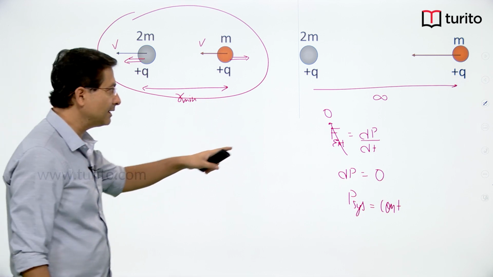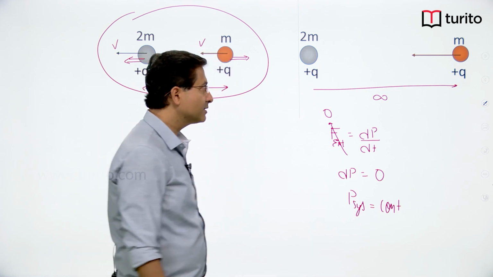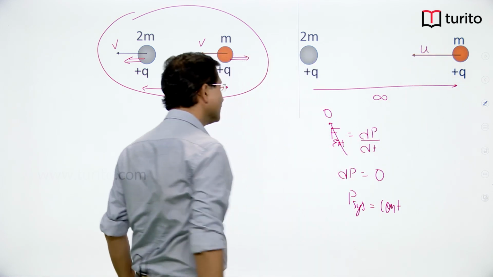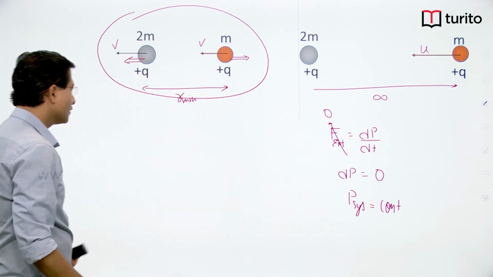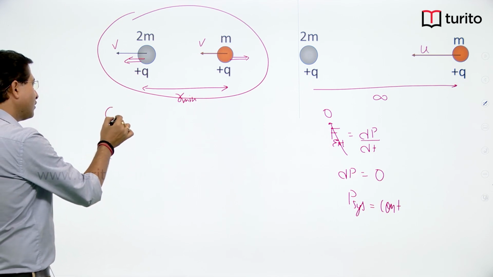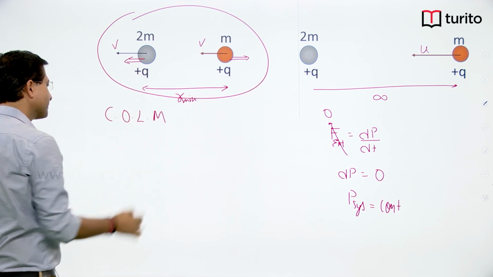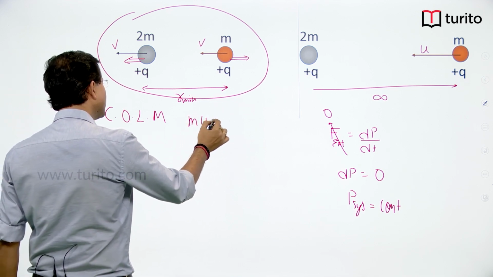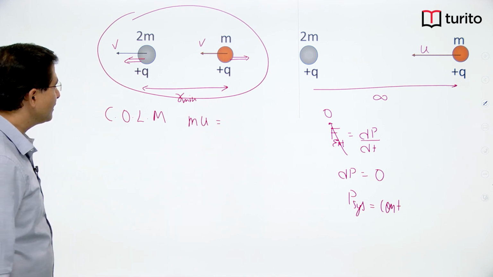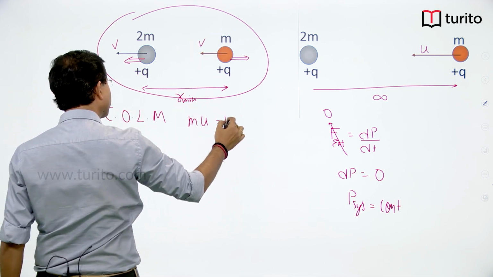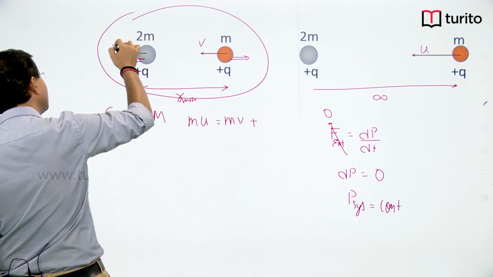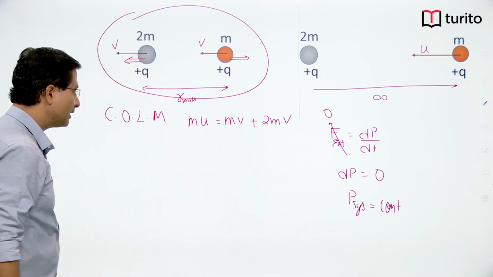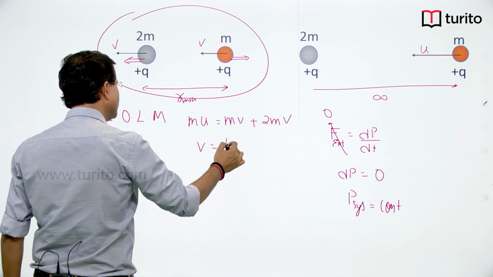So, first equation I can write from conservation of linear momentum. You can see that initially system had the linear momentum mu, this was stationary at that time, right. So, conservation of linear momentum, I can write m was moving with velocity u, and then finally what happens, m moves with velocity v and this 2m moves with velocity v. So, from this equation I have v is equal to u by 3.